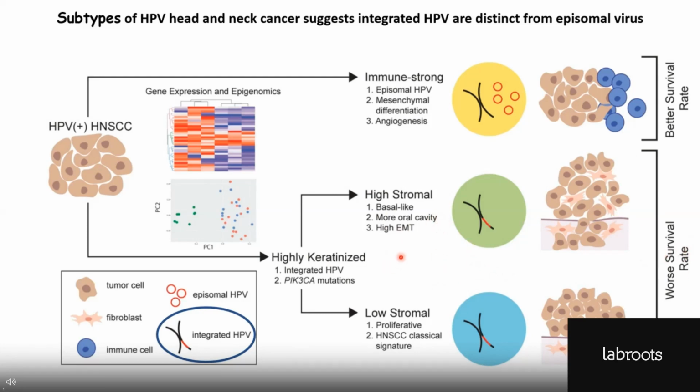And you can also have low stromal activity, which also creates a proliferative signature. As you can see over here, the episomal state has a better survival rate, while the integrated state has a worse survival rate. So we were mostly interested in the integrated HPV populations.